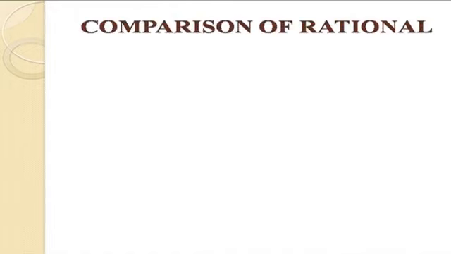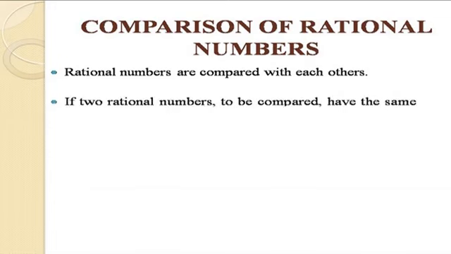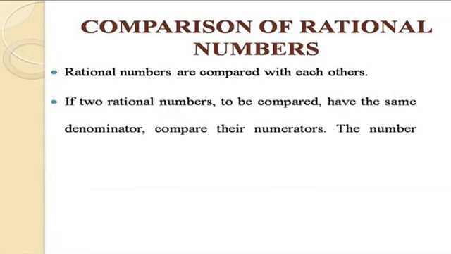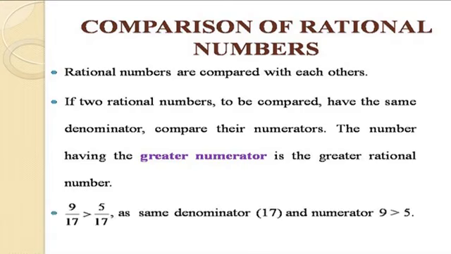Now we are going to discuss the comparison of rational numbers. Rational numbers are compared with each other. If two rational numbers to be compared have the same denominator, compare their numerators. The number having the greater numerator is the greater rational number. For example, between 9 by 17 and 5 by 17, here the denominator is the same, that is 17, and numerator 9 is greater than 5, therefore 9 upon 17 is greater than 5 upon 17.